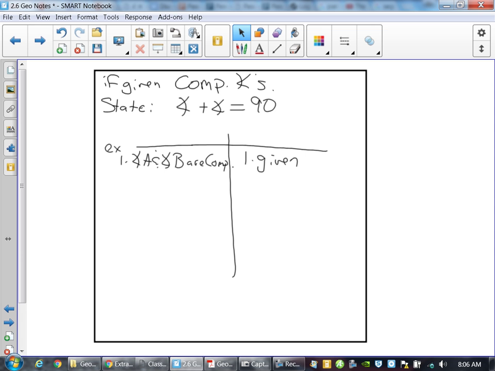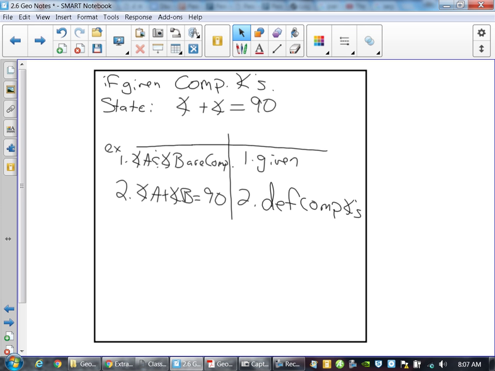What would you say? Done. Perfect. And what do you think your reason is? What are we using though? Definition of complementary. Definition, complementary angles. Notice how I'm abbreviating everything? The way that I abbreviate stuff is the legal way for you guys to abbreviate stuff. Please don't make up your own abbreviations.